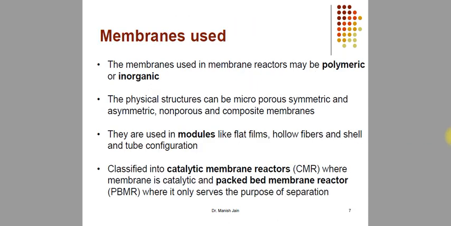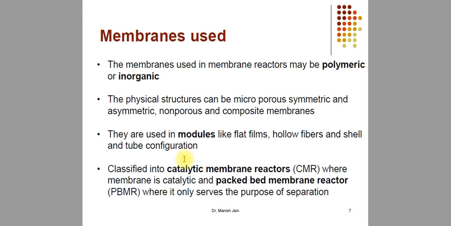Now the membrane reactor is used for specific purposes. The membranes used in a membrane reactor may be polymeric or inorganic, so different types of membrane can be used. The physical structure might be a porous membrane, symmetric, or asymmetric. Different types of membranes can be used based on the requirement, so based on the specific application you may change the membrane. A wide variety of membranes are used in this process. It might be a flat sheet membrane, hollow fiber membrane, or shell and tube configuration membrane.